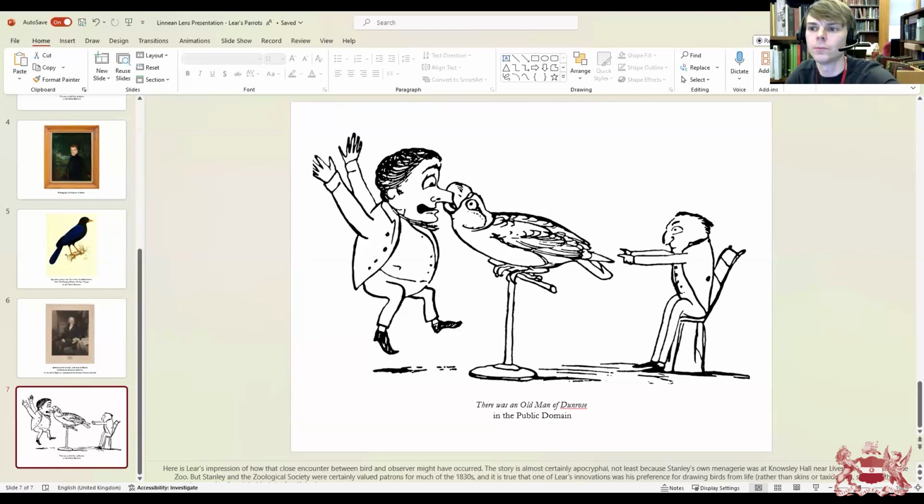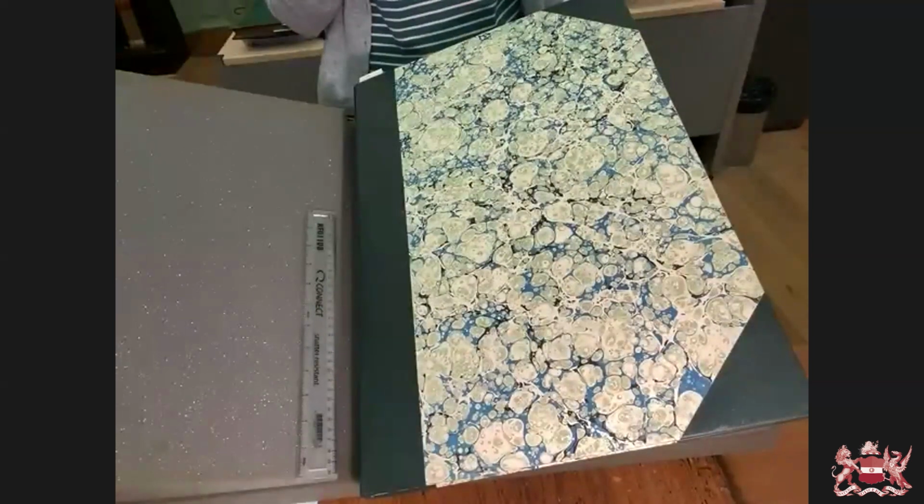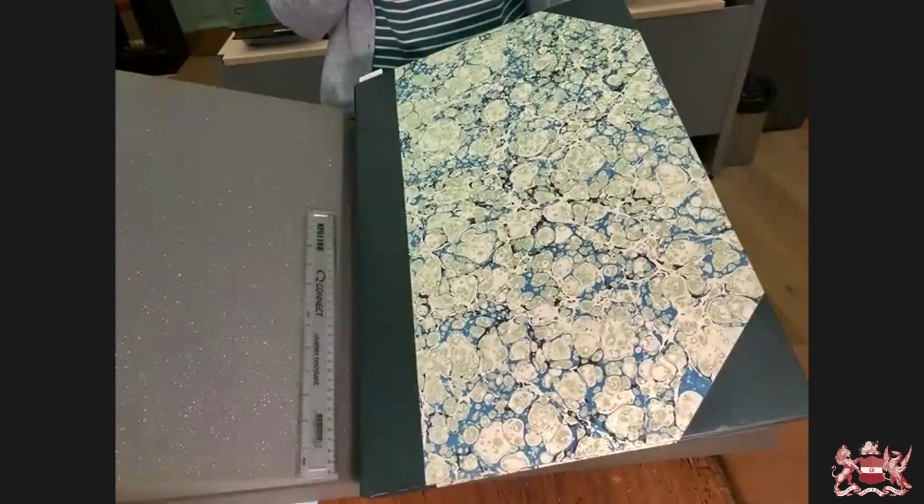If we could move the spotlight from me to the book. Can everybody see Lear's parrots on a book cushion? Very good. Excellent. So this is it.